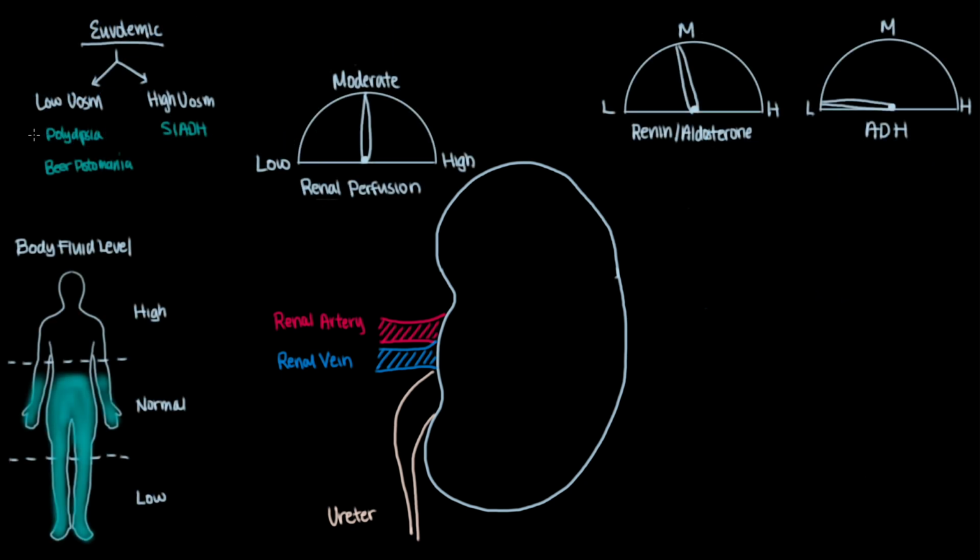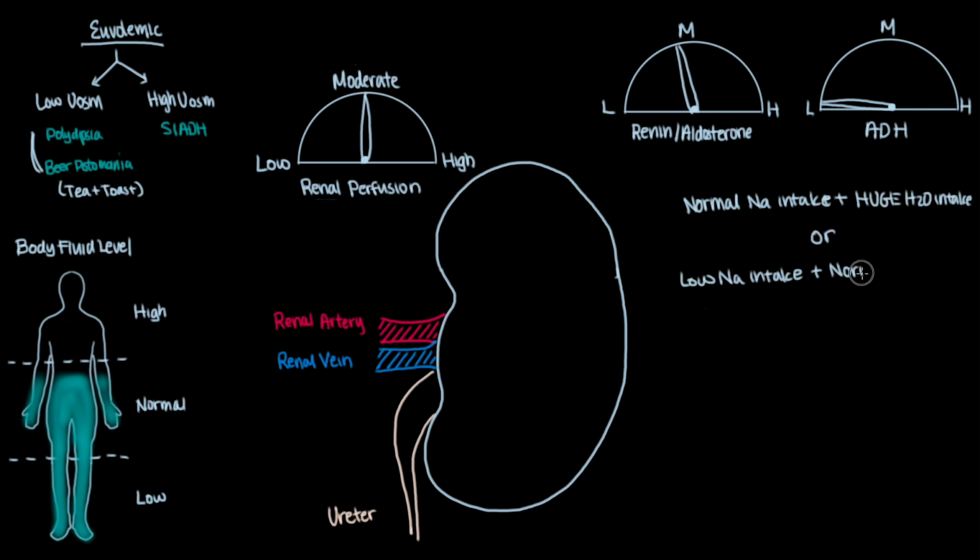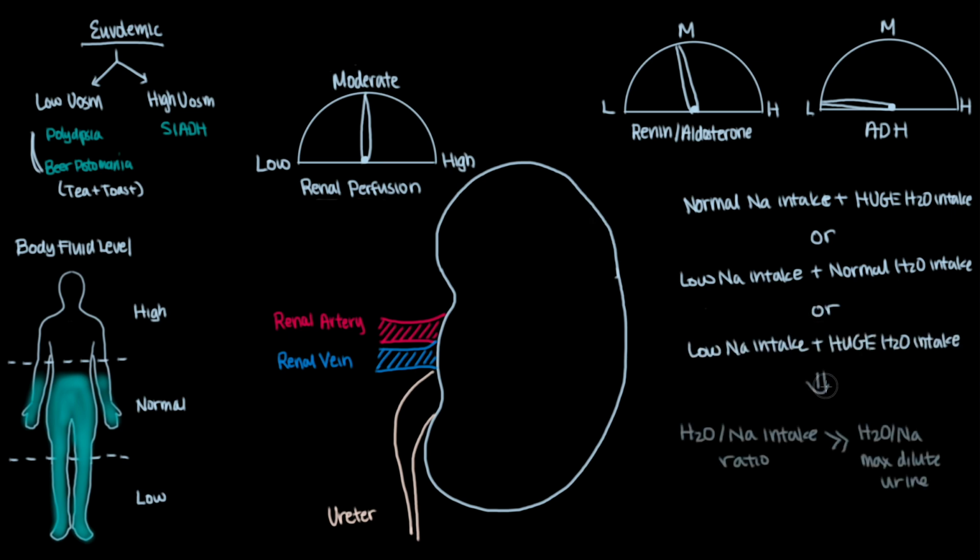This is the concept behind hyponatremia that we see with underlying psychogenic polydipsia and beer potomania or tea and toast diet. Basically, either there's an exorbitant water intake with normal sodium intake, or normal water intake with an extremely low sodium intake. The story is the same in that we took too much water for the amount of sodium we took in, so the kidneys are not able to handle it.